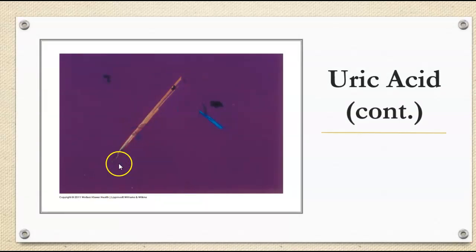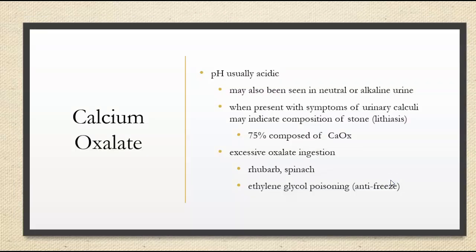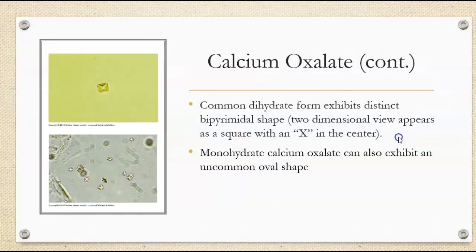So here you go. Beautiful birefringence. There's that yellow. Very lovely. So calcium oxalate, the pH is usually acidic, but we can sometimes see it in neutral and alkaline urine. We will often see this when we have kidney stone or lithiasis. 75% of our kidney stones that we see in patients are composed of calcium oxalate. We can see increased calcium oxalate if there's a lot of rhubarb or spinach intake, or ethylene glycol poisoning, or your antifreeze poisoning.